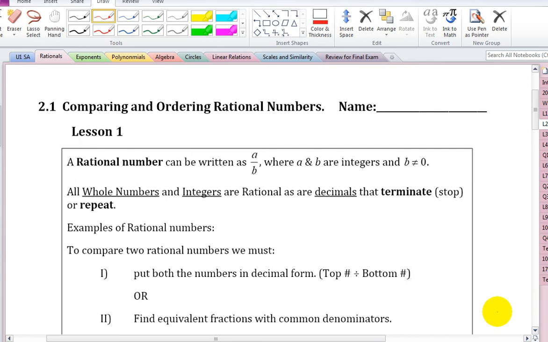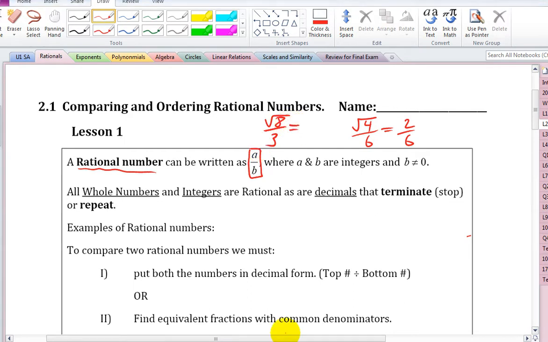Okay, so rational number definition. A rational number can be written as a over b, basically as a fraction. a and b are integer numbers, and b is not equal to 0. Now something like square root 4 over 6, yes, that's a rational number because it equals 2 over 6. It's a fraction. But something like square root 8 over 3, well, that would be some kind of decimal.